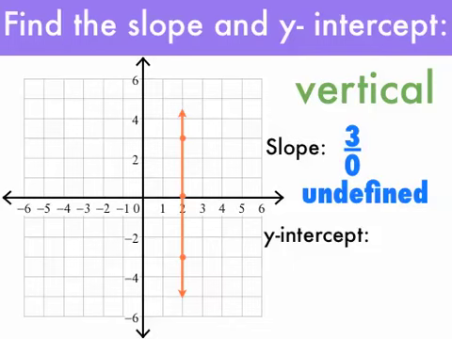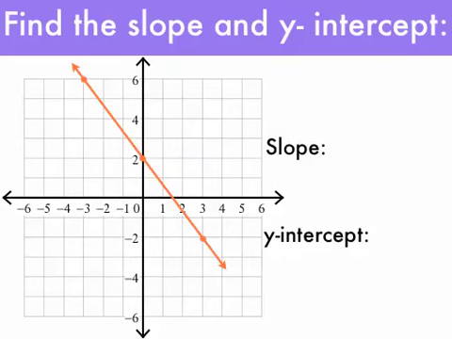If you notice, when we look for the y-intercept, this line does not ever cross the y-axis. They are actually parallel, which means they are never going to cross. So the y-intercept of a vertical line, there is none. So there is no y-intercept for a vertical line, and the slope is undefined for a vertical line. Both of these are true for all vertical lines.